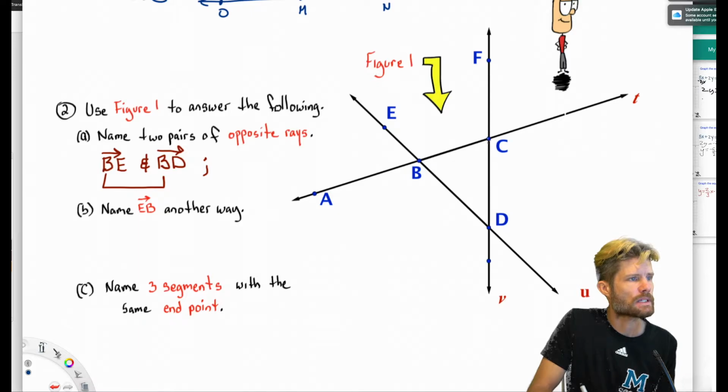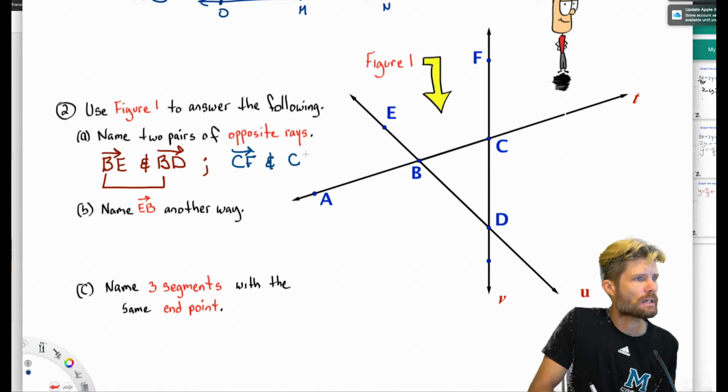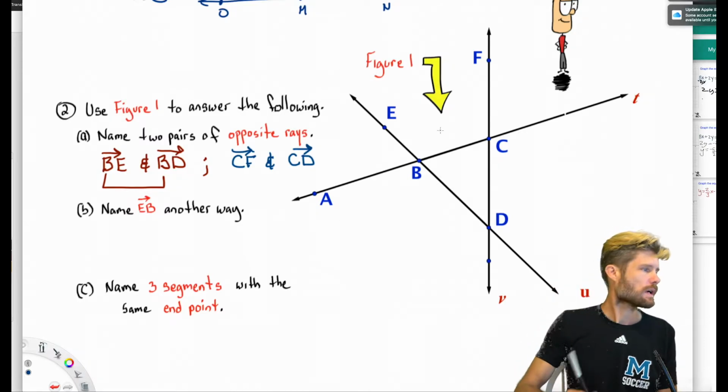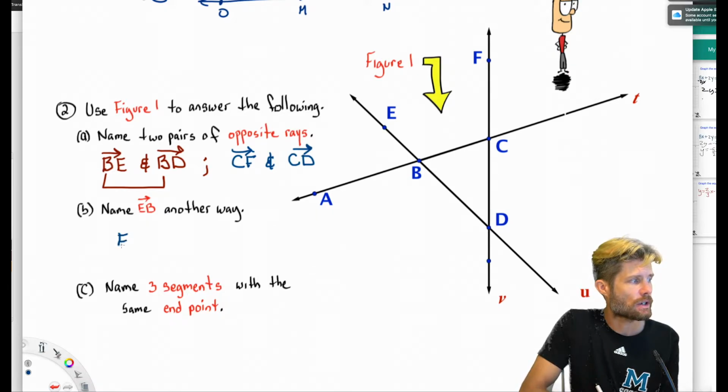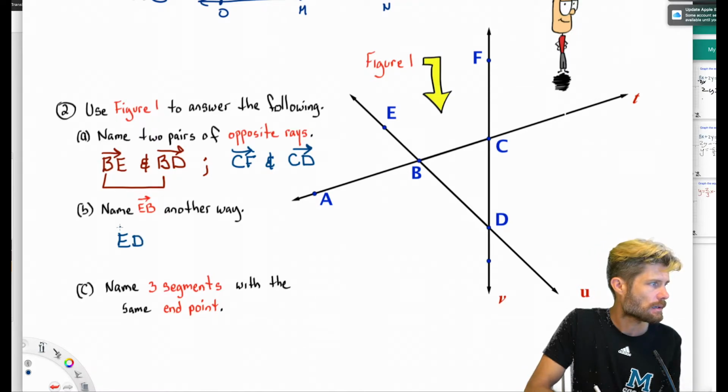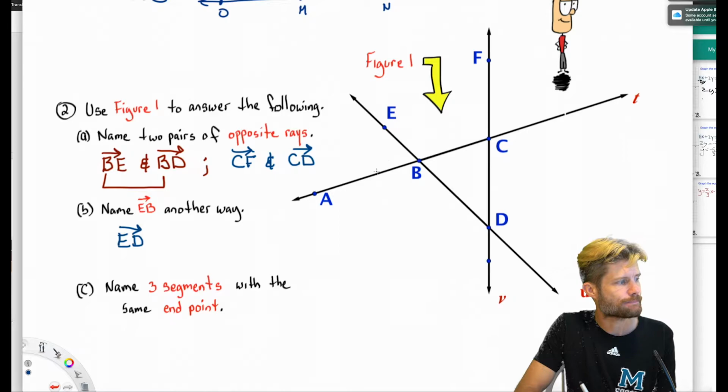Let's come up with a different pair. How about using point C? So we could say CF, and I need to have another ray with the same endpoint and going in the opposite direction, so CD. Okay, name ray EB another way. It needs to have the same endpoint, so I have to start with E, and it's got to go in the same direction. So what other point besides B could I use that goes in the same direction? D. ED. Boom. There's that.